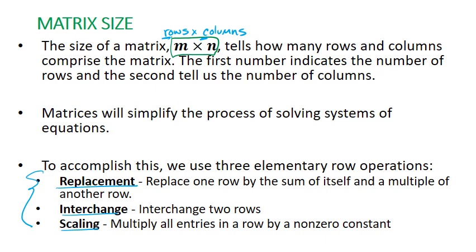So basically we might add row 1 to a multiple of another row, and that will replace that row. Interchange just means flip-flopping two rows, and then scaling just means multiplying an entire row by a specific number. So what you're going to be doing is trying to create zeros and ones in several entries. It's called a triangular form.